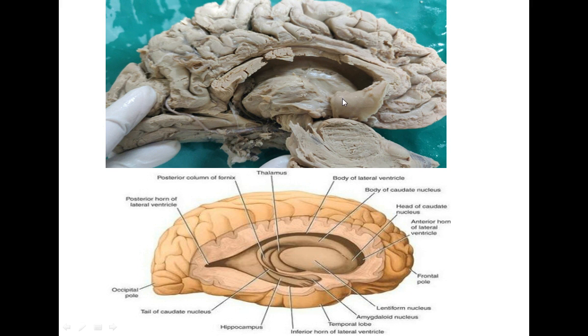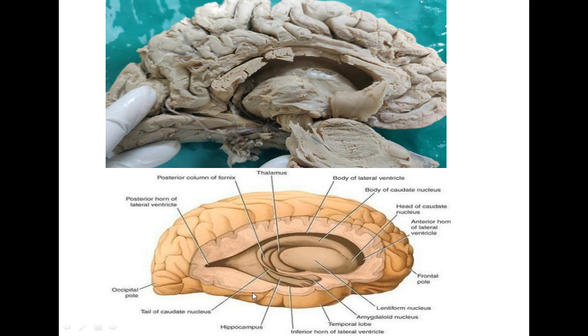Now the inferior horn of the lateral ventricle begins at the posterior end of the central part. It runs downward and forward into the temporal lobe, its anterior end reaching close to the uncus. Here in this diagram you can see it reaches up to the uncus. So you can see the C-shaped cavity: anterior horn, central part, posterior horn and the inferior horn.